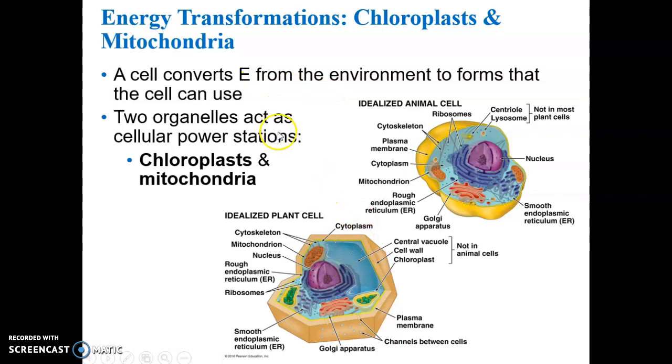So the two organelles that do this, the power stations of the cells in a way, are the chloroplasts here in green within plant cells and photosynthetic organisms, and then mitochondria in reddish orange, also in plant cells and other photosynthetic organisms, and then also in animal cells.